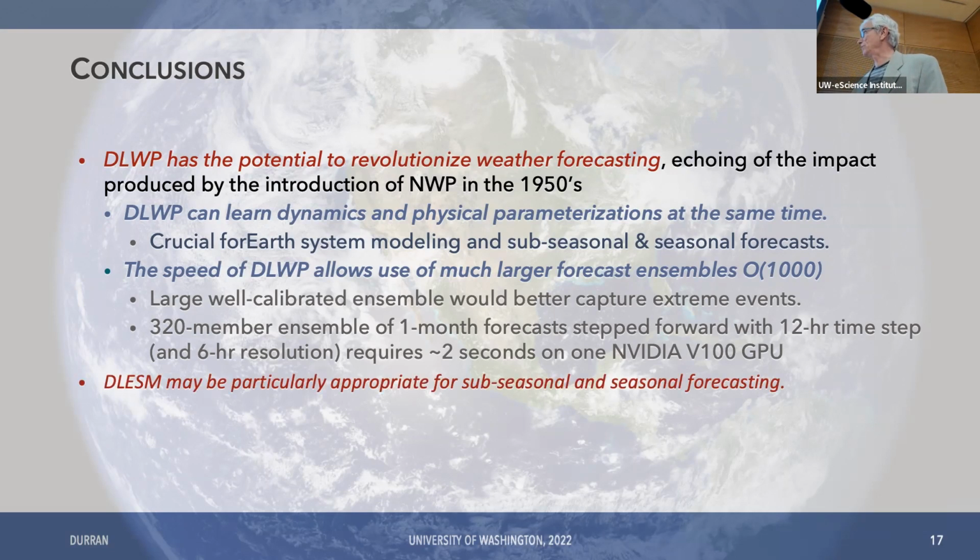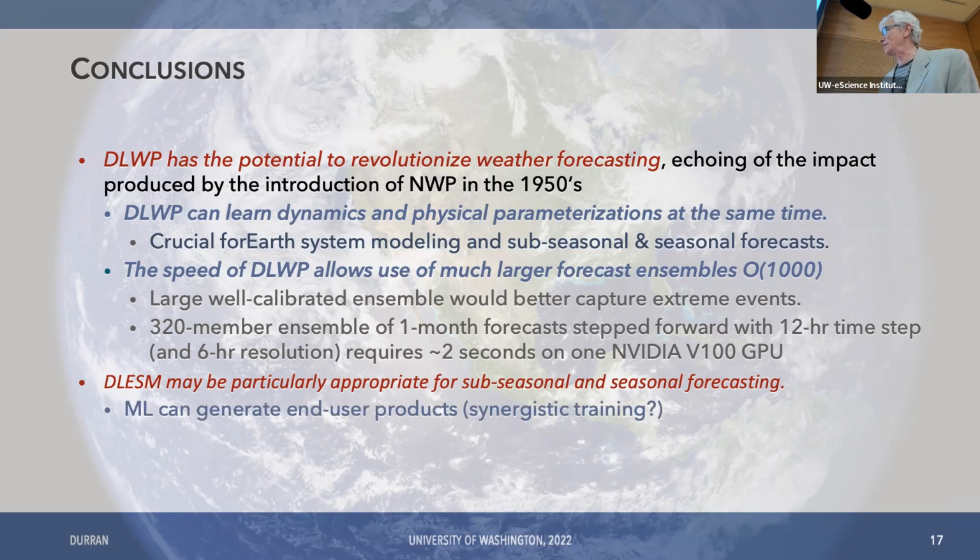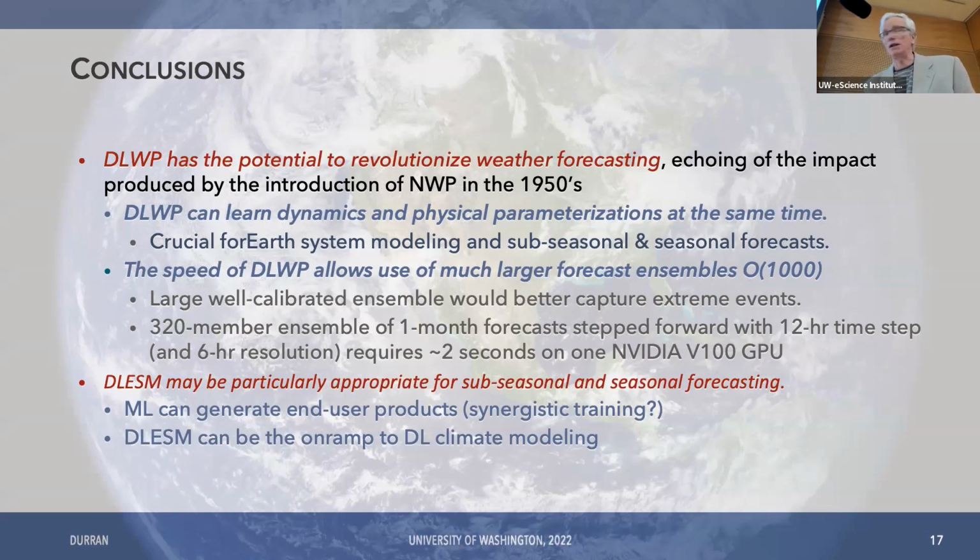And finally, deep learning weather prediction can be generalized to Earth system modeling, and may be particularly appropriate at that time scale. Also it could be used to generate end user products directly. Things like wind power forecasts could be generated from wind power data, for example. And finally, although I didn't really talk about this, it can provide an on-ramp to climate modeling with deep learning.